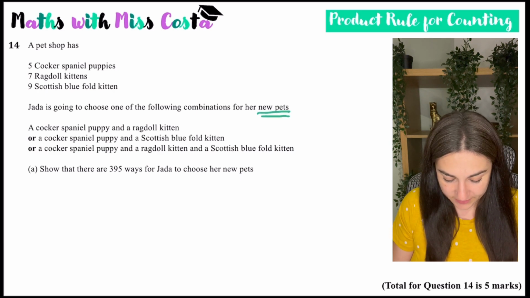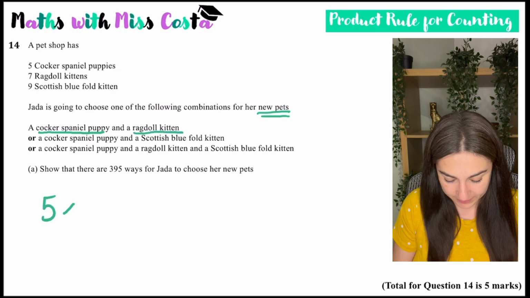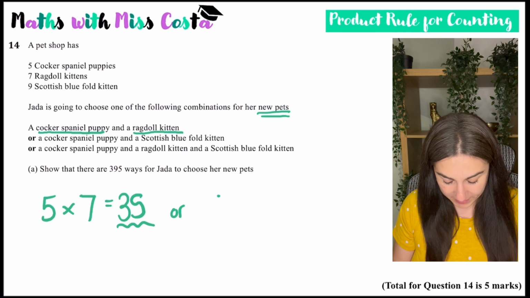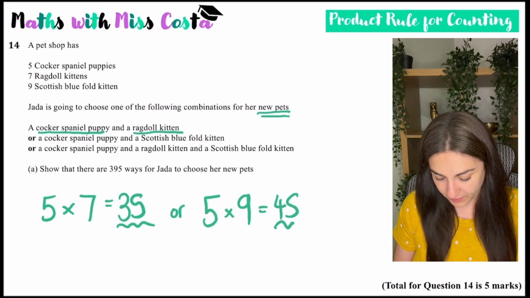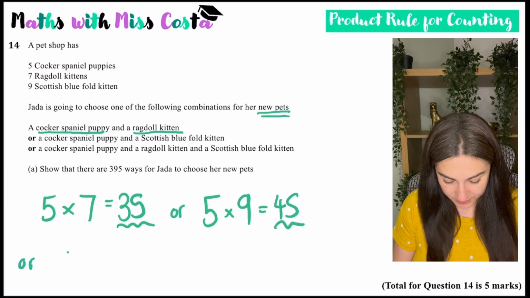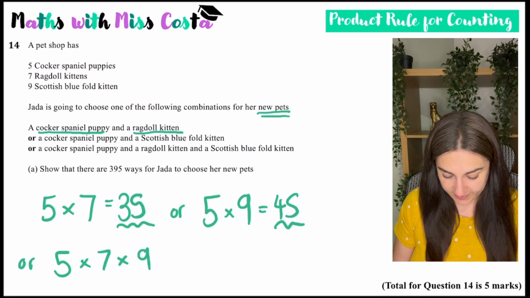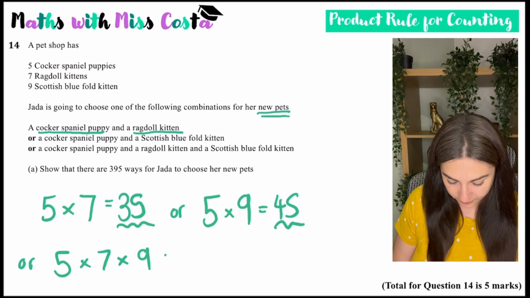So she's either going to choose a Cocker Spaniel puppy and a Ragdoll kitten, so either one of the 5 Cocker Spaniels and one of the Ragdoll kittens, so in total that would be 35 combinations. Or she's going to choose a Cocker Spaniel and a Scottish Blue Fold, so that would be 5 times 9, which is 45. Or she's going to choose a Cocker Spaniel puppy, there's 5 of them, a Ragdoll kitten, 7, and a Scottish Blue Fold kitten, 9. So 35 times by 9 is 315.